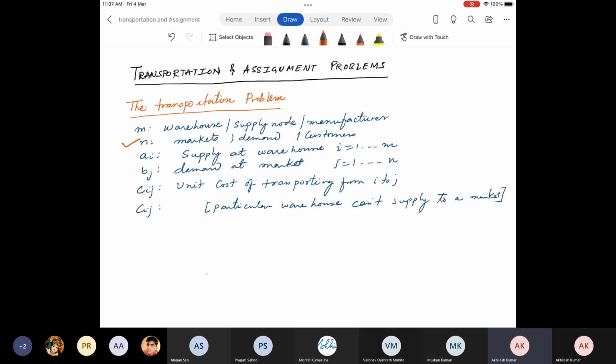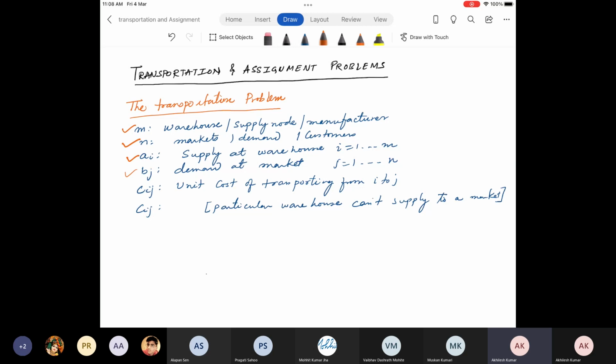Warehouses or supply nodes or the manufacturers are the ones where either the product is being manufactured or stored. Those are the supply nodes. Then a warehouse will have some capacity constraint, so we'll call it A subscript I, supply at warehouse I. Now, in each market or each demand point or each customer area, there will be demand for the product that we will represent by B subscript J as demand at market J. J ranges from 1 to N. So there are N markets and M warehouses.